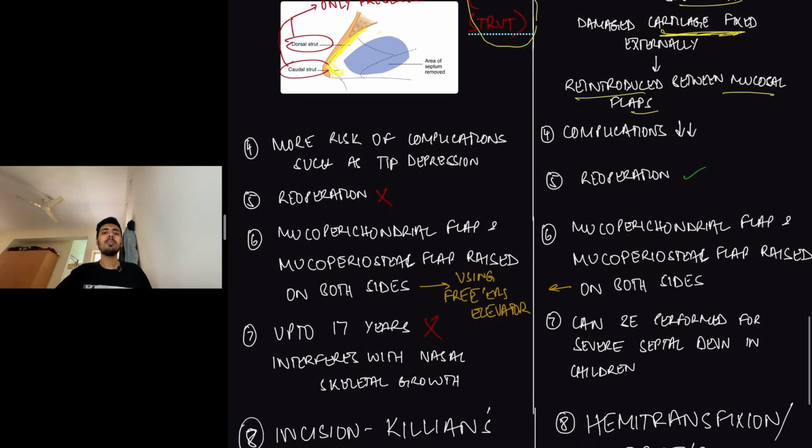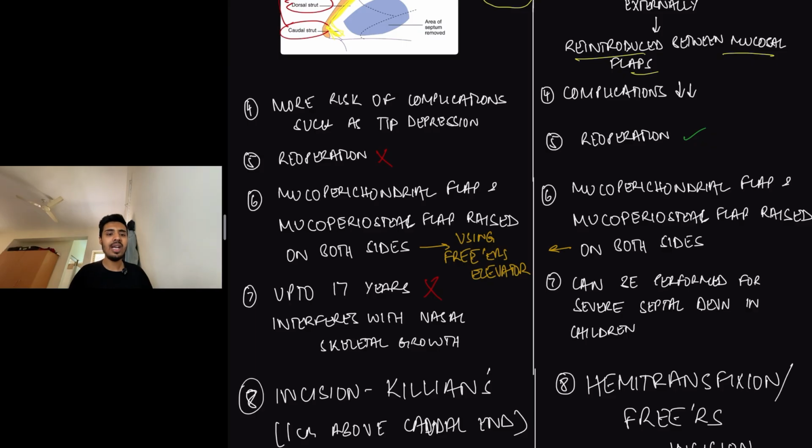And also, because you're removing a lot of cartilage and bone in SMR, submucosal resection, there is more risk of complications like tip depression. Basically, you're leaving only a small bit of cartilage, no? So there's not much support. So the tip of the nose can get depressed, leading to deformity. Less risk of complications in septoplasty. Submucosal resection, you cannot reoperate. You've removed the entire septum. Septoplasty, you can reoperate. And this is a very important point.